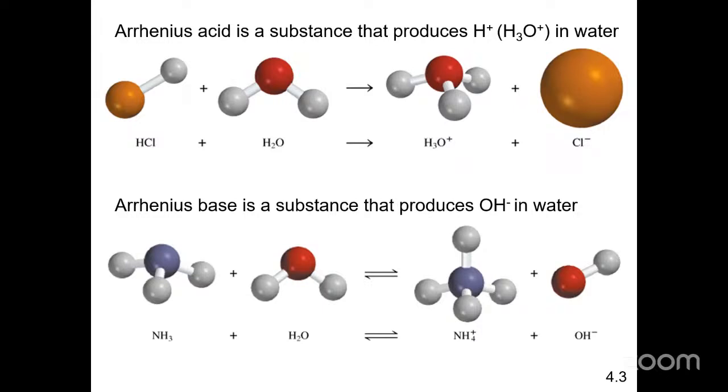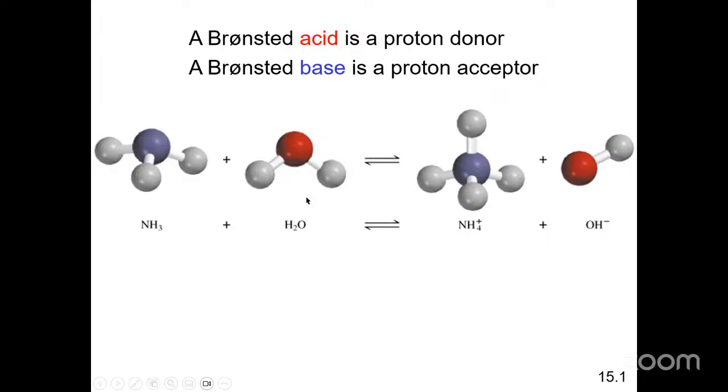Now, what you'll find is that there are other definitions by other persons. The one that we're going to talk about here is Bronsted, right? And Bronsted said an acid is simply a substance which donates a proton. A proton is basically the hydrogen ion. Let me write this down here.